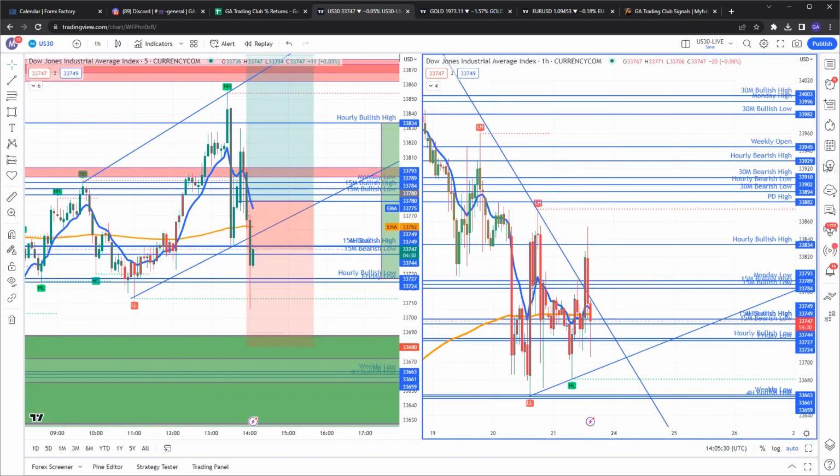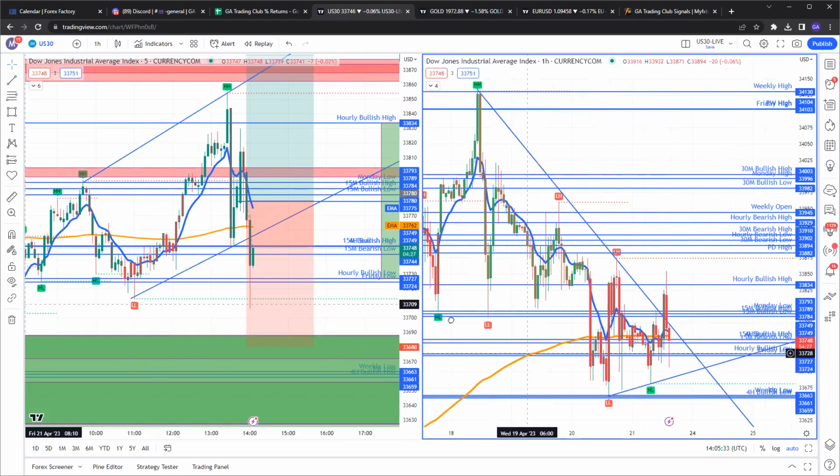The only other thing I do see for this trade is if you see on the hourly, we do have a static trend line.